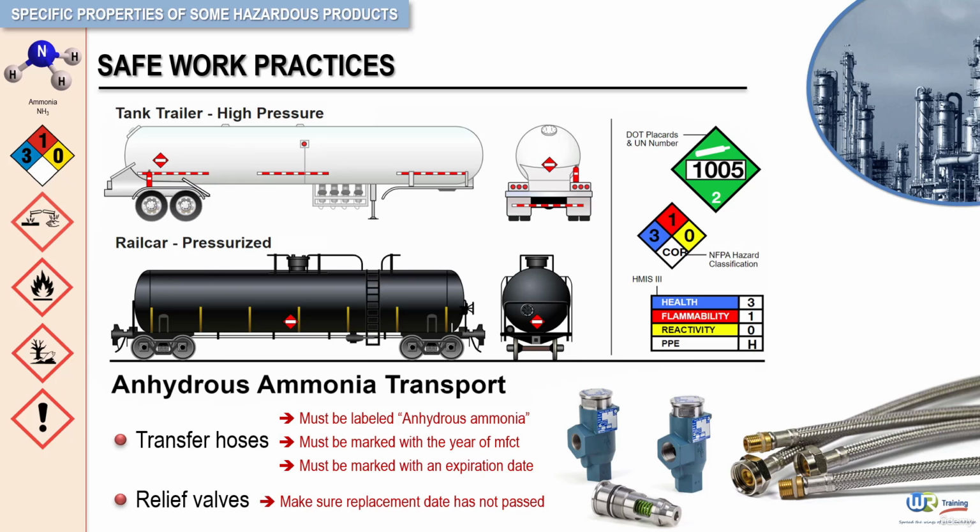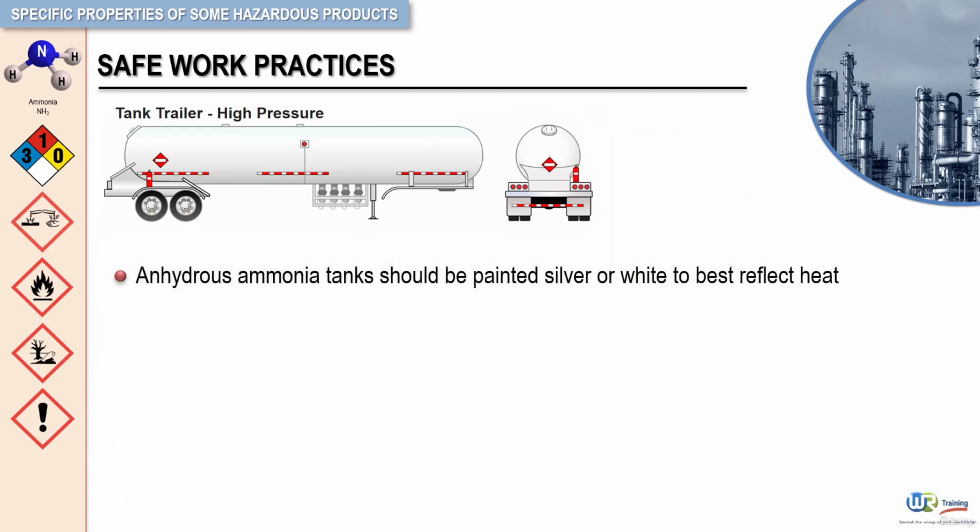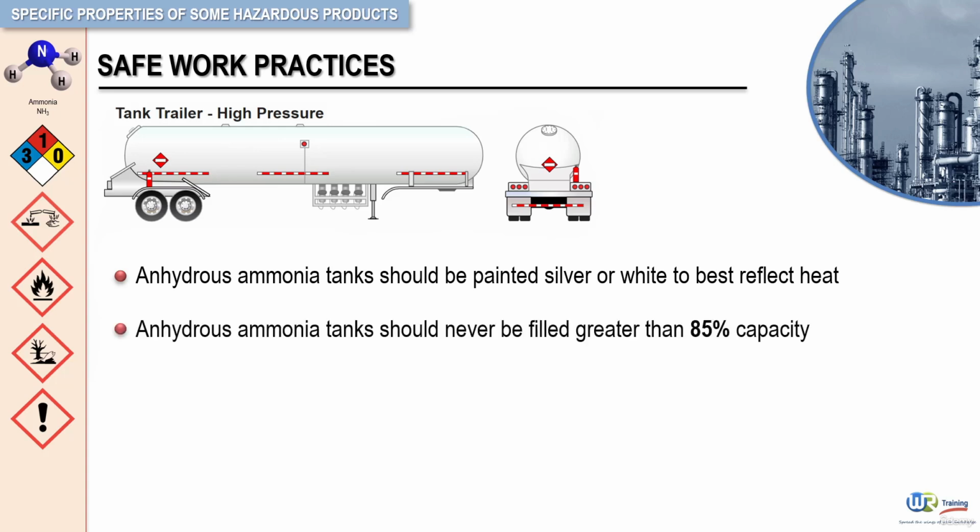Be aware that all storage, handling, transfer, and other equipment must be approved for use with anhydrous ammonia. Unapproved equipment may be incompatible with anhydrous ammonia or may fail under the high pressures involved. Tanks used to store anhydrous ammonia should be painted silver or white to best reflect heat. Tanks should never be filled greater than 85% capacity to allow for the expansion of the gas as the temperature or pressure changes.